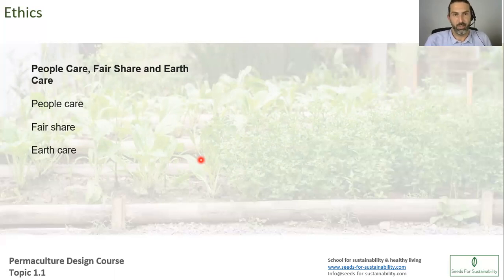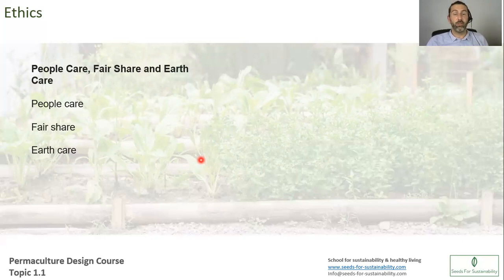Fair share, on the one hand, means that we share our resources, we share our time, our tools, our friends, our food, but it also means that we share with other living beings. We share the planet with the flowers, we share the planet with the plants, we share the planet with the animals. So we might want to leave them a share too.